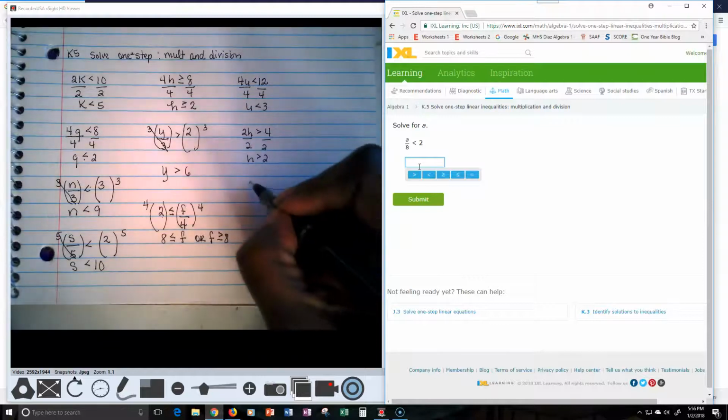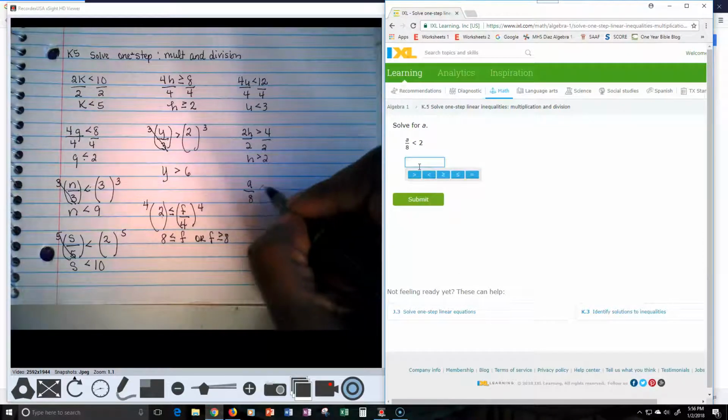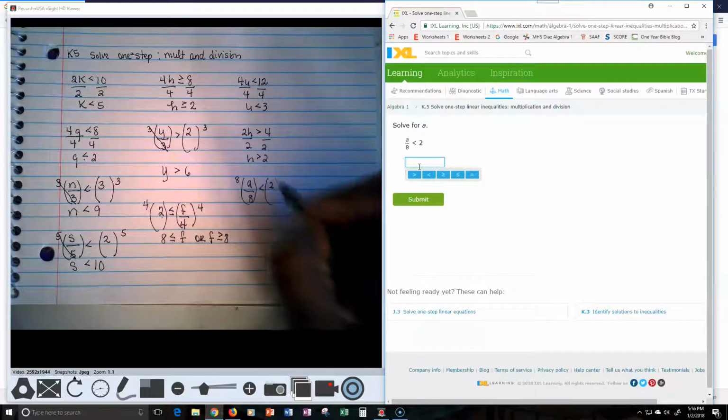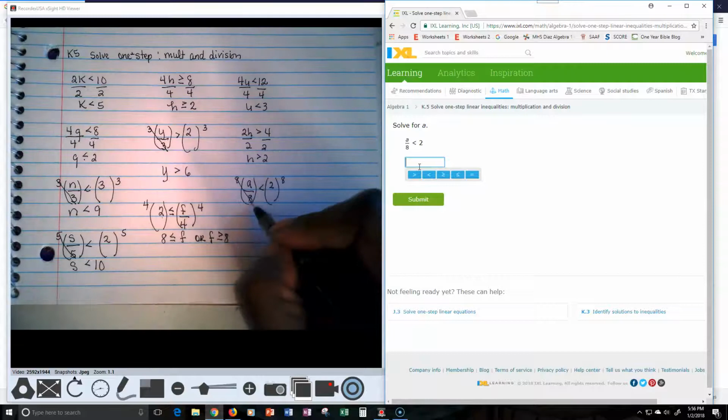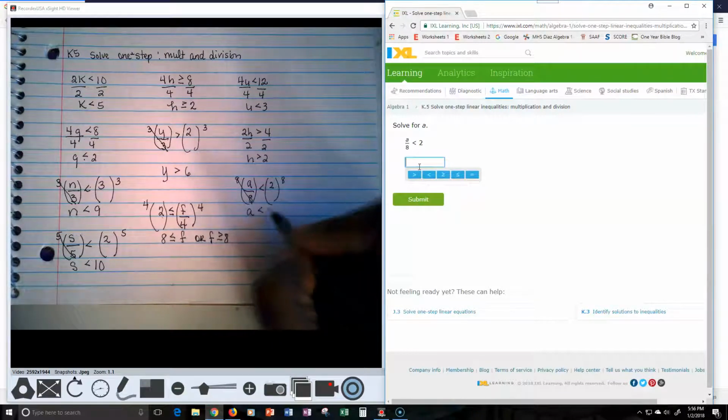Now we have a divided by 8 is less than 2. Multiply both sides by 8. And I have a is less than 16.